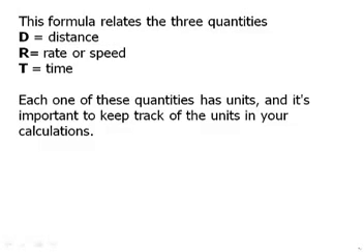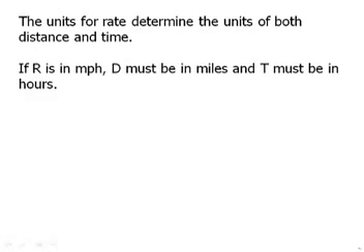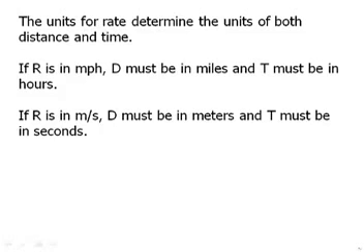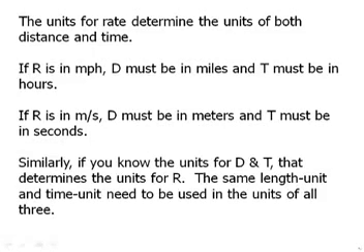Each one of these quantities has units, and it's important to keep track of the units in your calculations. The units for rate determine the units of both distance and time. If rate is in miles per hour, distance must be in miles and t must be in hours. If rate is in meters per second, distance must be in meters and time must be in seconds. Similarly, if you know the units for distance and time, that determines the units for rate. The same length unit and time unit need to be used in the units of all three.